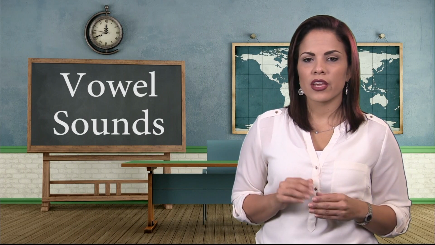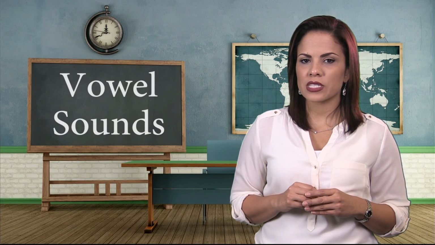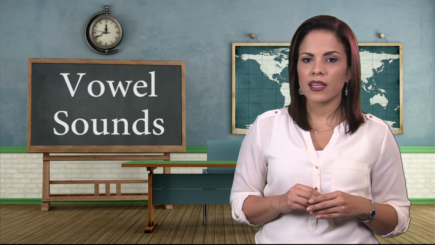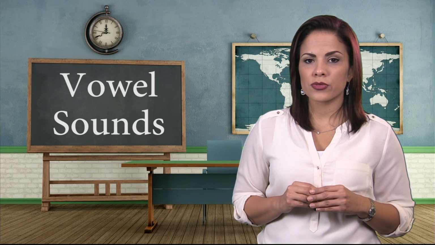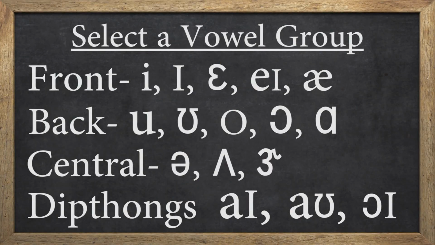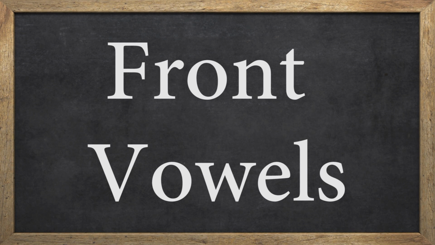In English, there are 14 vowel sounds represented by 5 letters: A, E, I, O, and U. There are also 3 true diphthongs in English. Let's begin with front vowels, which are the vowels that take place in the front of the mouth.